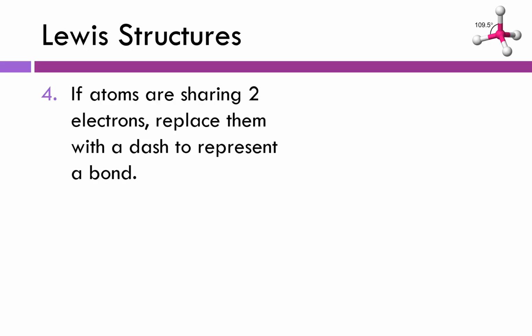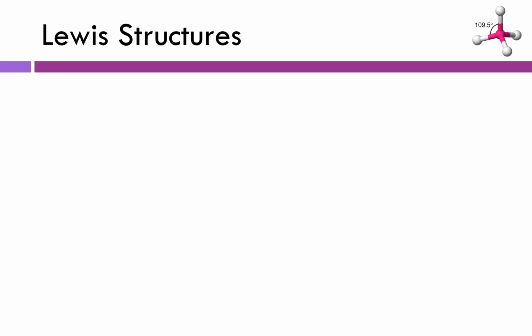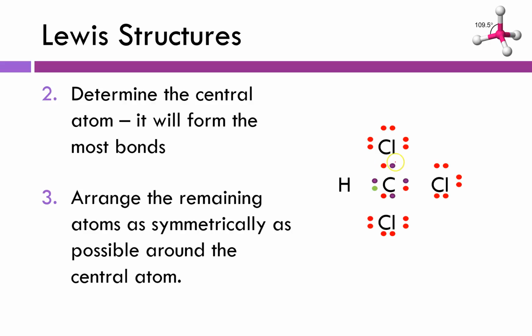If you've got spots where atoms are sharing 2 electrons, or sharing a pair of electrons, replace them with a dash to represent a bond. So just to go back for a second, I know that electrons are being shared because they're occupying the space between 2 atoms. The ones that I've just circled, those pairs of electrons, are being shared by carbon and hydrogen, carbon and chlorine. These, and I'll put little boxes around them to make them slightly different, are unshared. You can think of those electrons as belonging to that particular chlorine atom. They are not involved in bonding.